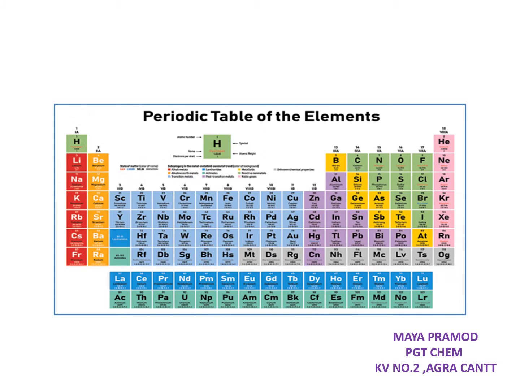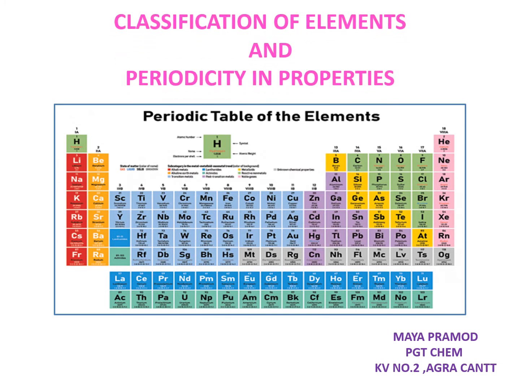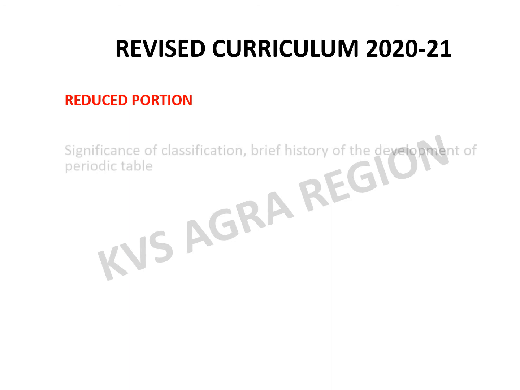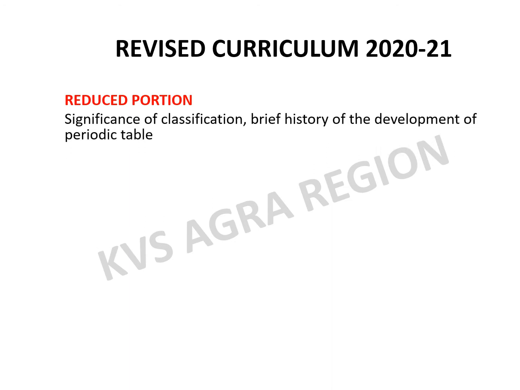It's very clear that we are going to study classification of elements and periodicity in properties. This is the third chapter in NCERT of class 11. CBSE has revised the curriculum for the session 2020-21 due to the COVID-19 pandemic. Some portions have been deleted or, we can say, reduced. They are the significance of classification and a brief history of the development of the periodic table, as all this you have already studied in your class 10th.